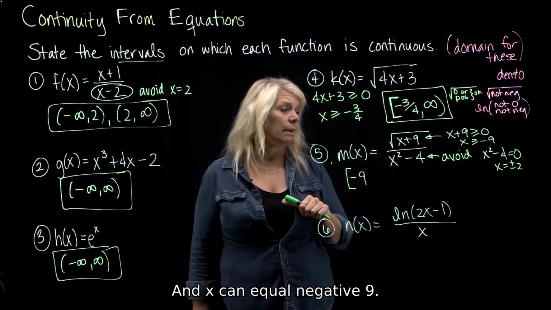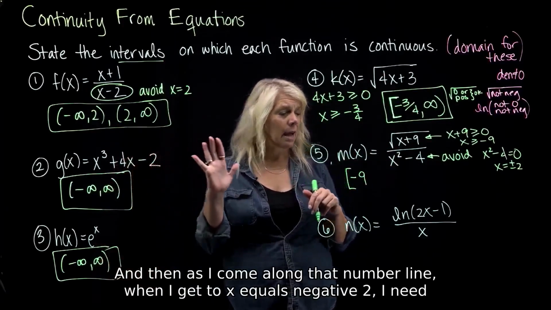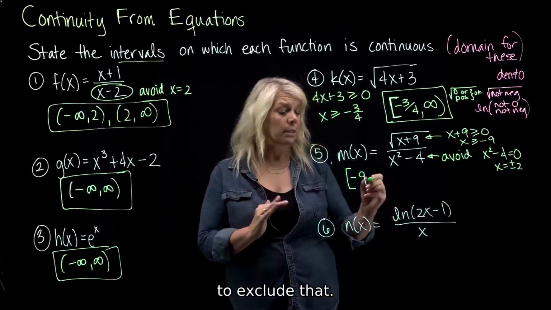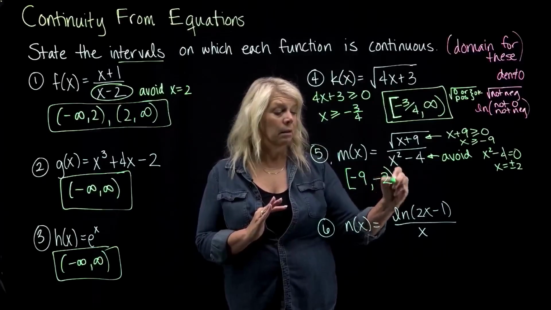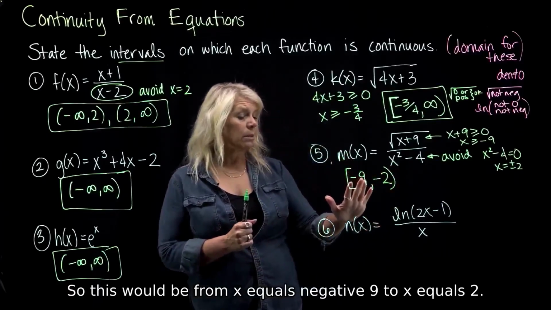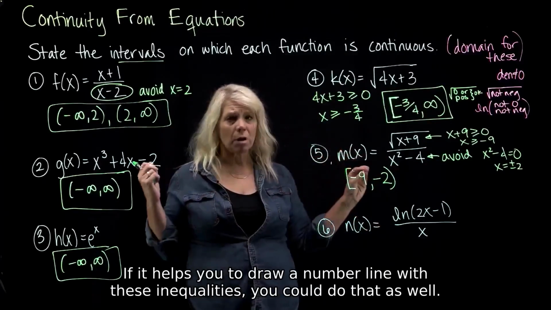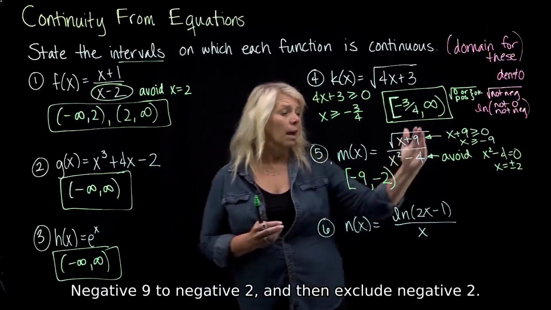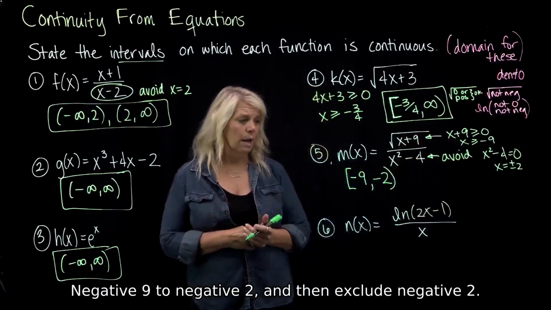And x can equal negative 9. And then as I come along that number line, when I get to x equals negative 2, I need to exclude that. So this would be from x equals negative 9 to x equals negative 2. If it helps you to draw a number line with these inequalities, you could do that as well. Negative 9 to negative 2, and then exclude negative 2.